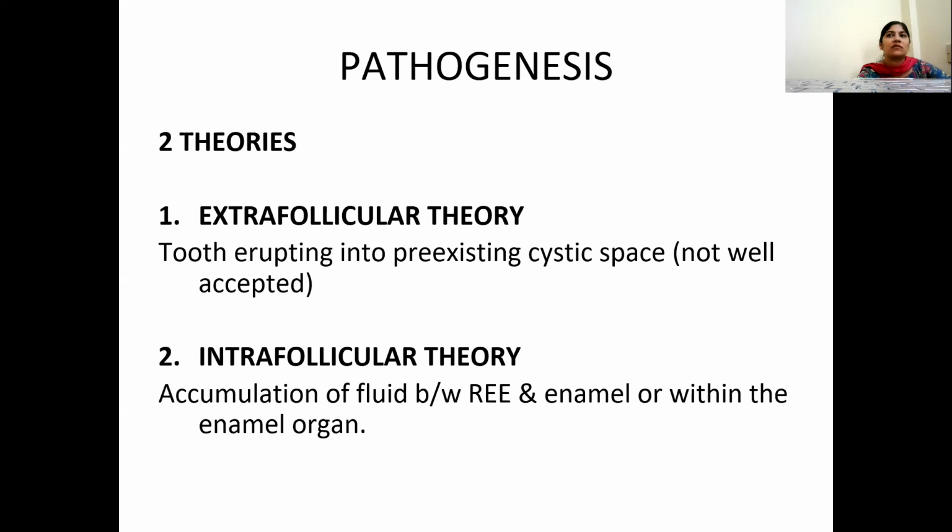Coming to the pathogenesis of dentigerous cyst, there are two theories to explain it: the extrafollicular theory and the intrafollicular theory. Extrafollicular theory: a tooth erupting into a pre-existing cystic space. It is not well accepted. That is usually seen with the deciduous tooth. So the permanent tooth may erupt into a cystic space, which is a cyst formed in association with the primary tooth. So that is one theory.